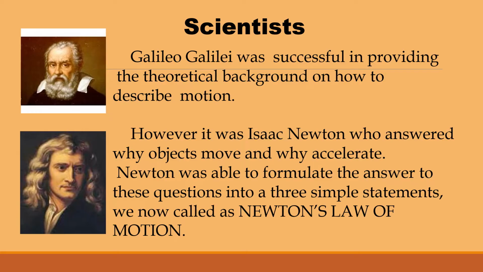Before we start our discussion, let's identify first who were the scientists who studied or contributed to Newton's laws of motion. There are two scientists who studied motion. One was Galileo Galilei. He was successful in providing the theoretical background on how to describe motion. Another scientist who studied motion was Isaac Newton. However, it was Isaac Newton who answered why objects move and accelerate. Newton was able to formulate the answer to these questions into three simple statements. Now we call this Newton's laws of motion.